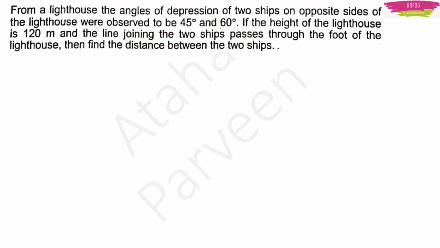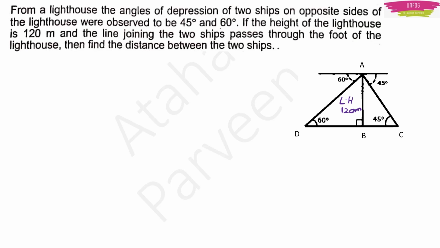Now don't get worried by seeing such big questions. Just read the question line by line and try to draw the diagram. Now they say that the angle of depression are on two opposite sides of the lighthouse. So figure comes out to be like this. Here AB is the lighthouse which is of height 120 meters. And one more important thing which I want to say is that in this type of problems based on heights and distances, normally 99% times you will get to use only tan theta.